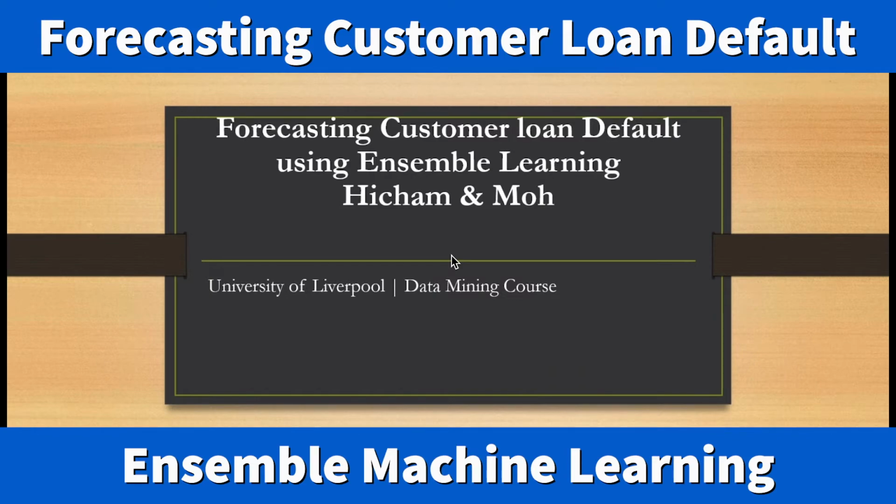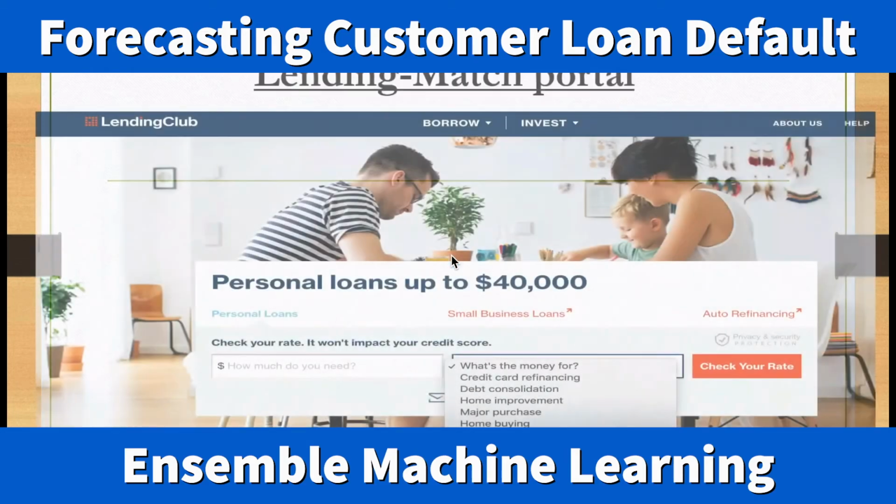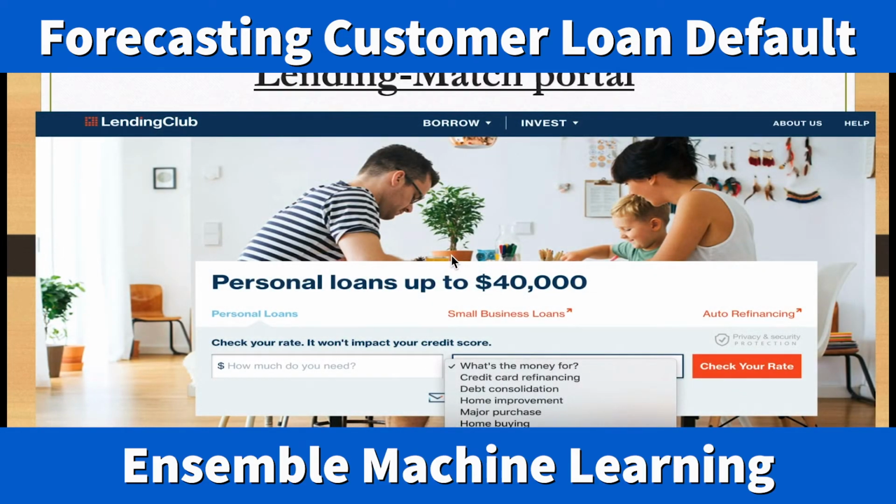We're going to start presenting the findings that we have in forecasting customer loan default using the ensemble learning method. We basically use data from Lending Club, which is based in San Francisco. They use the LendingMatch application that matches different people based on the criteria they collected, and they decide whether to give a loan to them or not, because if they default they're not going to give to them.